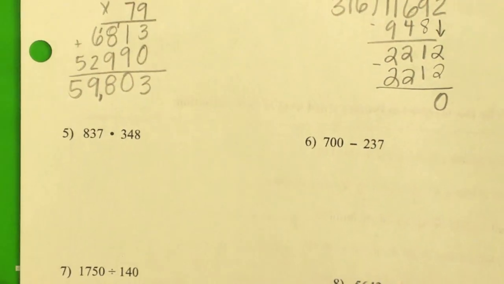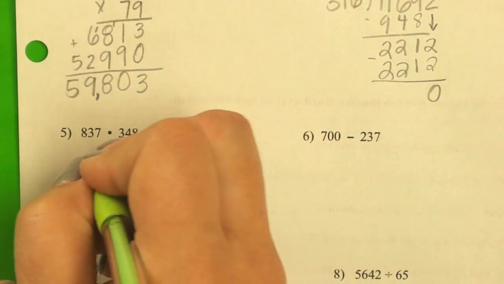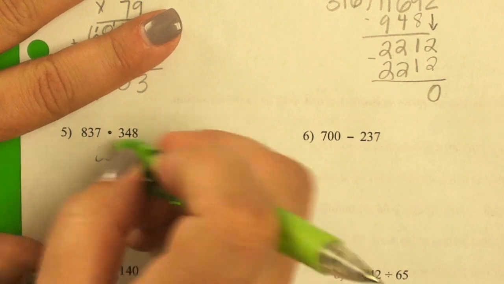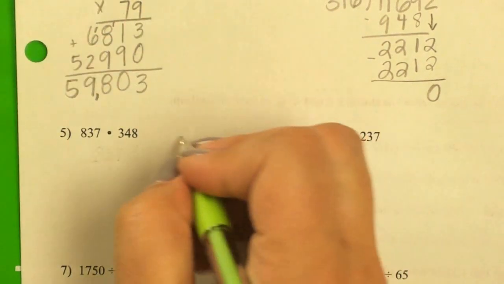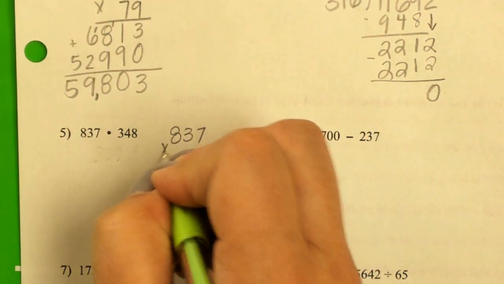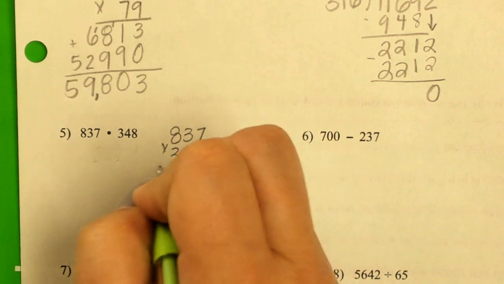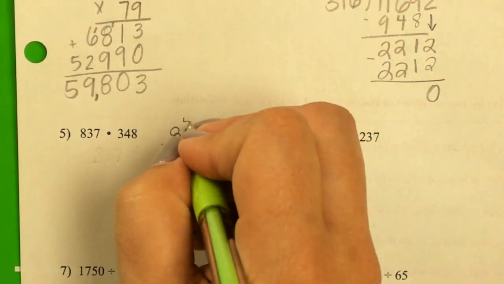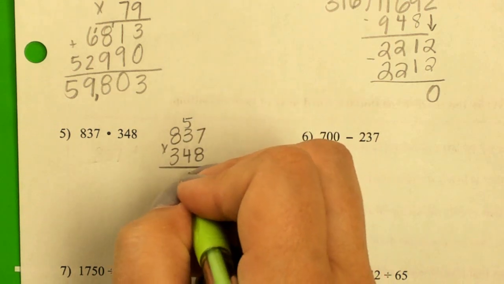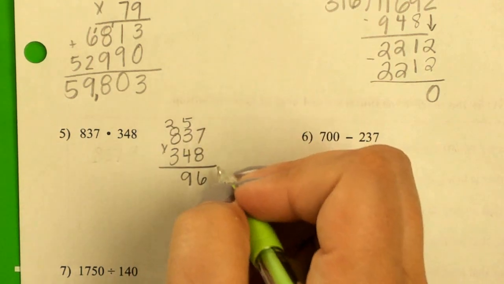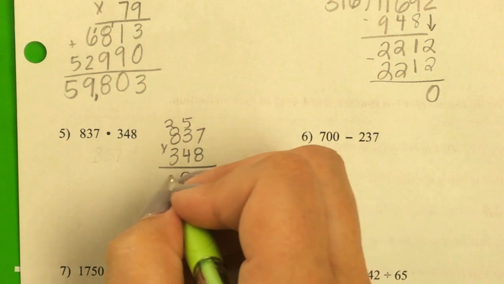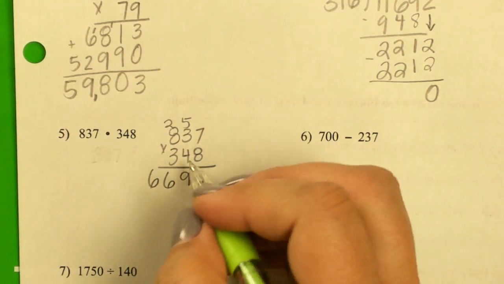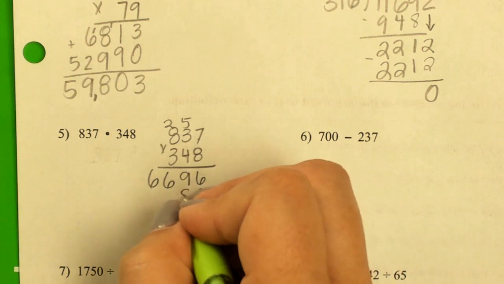Multiplication again. This one is 3 digits. So we've got 837. Actually, I'm going to move over here to make sure I have enough room. 837 times 3, 48. Okay, what is 8 times 7? Okay, 8 times 3 plus 5. Okay, 8 times 8. And we'll add 2 to it. Put our placeholder, okay? 4 times 7.